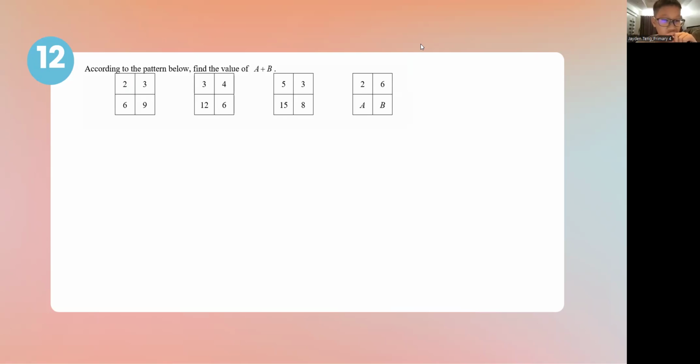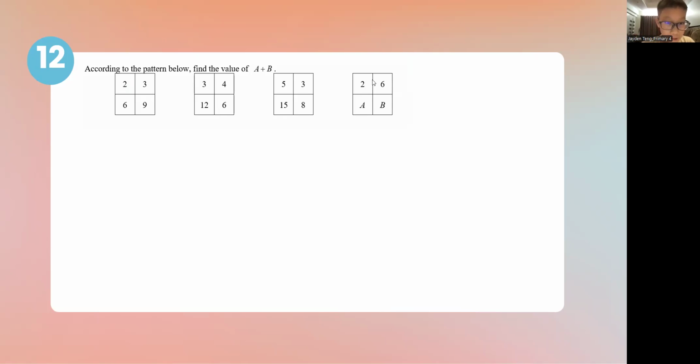I think you start with the top two, which is 2 times 3, which is 6. And 3 times 4 is equivalent to 12. 5 times 3 is indeed equivalent to 15. 2 times 6 is also 12. So that means it all checks out. That means A is 12.